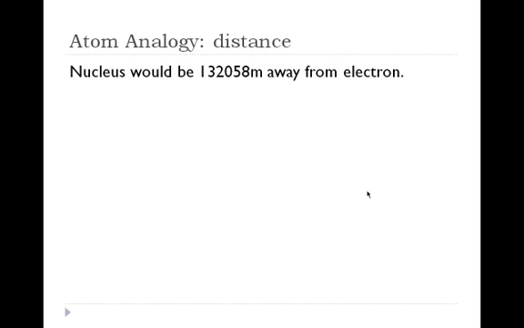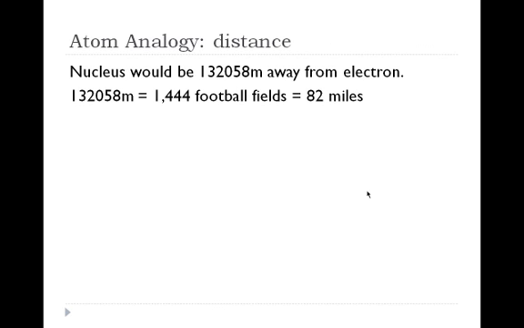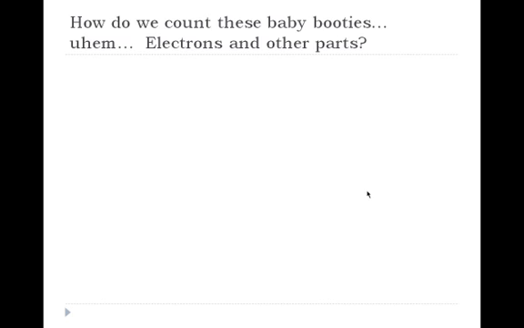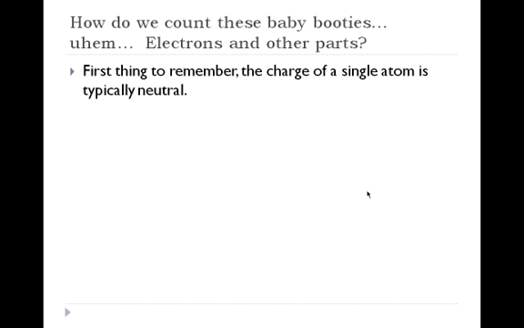So the nucleus would be really far away from the electron in terms of meters, but that doesn't make much sense to you guys. You guys think mostly in miles. So let's do some conversions here. It's basically 82 miles, 1,444 football fields away. That little baby sock has to be away from the big truck, which is the center. It's a long ways away. So how do we count these baby booties? I mean electrons, of course.